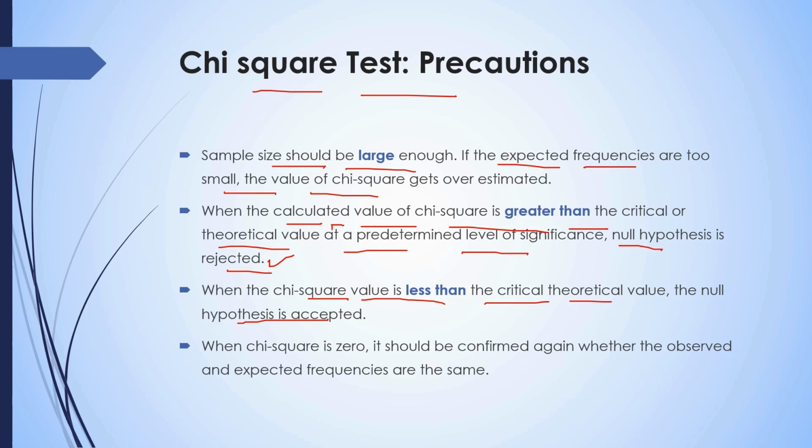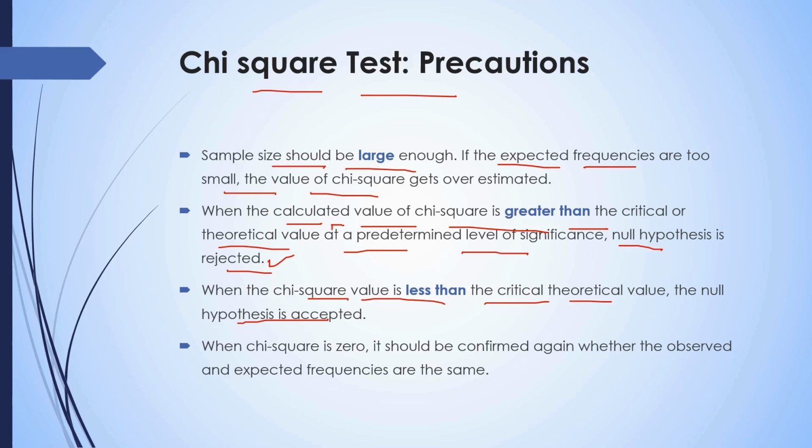In the examination, there won't be any question where you will be asked to compare with the table or the theoretical value. You just need to know what happens when you compare the values. If the calculated value is greater than the critical value, the null hypothesis is rejected. And if the calculated value is less than the critical value, the null hypothesis is accepted.